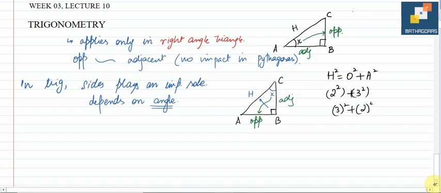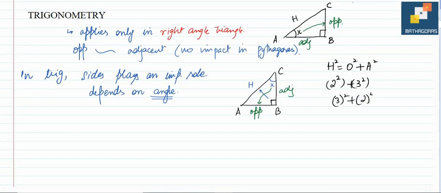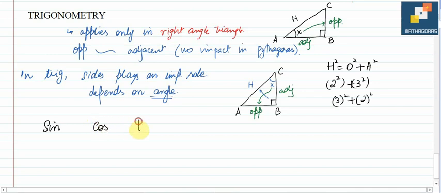Now why is it very important to identify these sides correctly? The reason is that in trigonometry we are going to deal with three basic working formulas, and their names are sine, cos and tan. Keep in mind it is sine, not sin. So you need to read it as sine angle, whatever the angle is, right? These functions are incomplete without the angle, right?